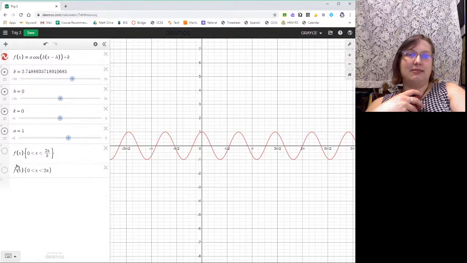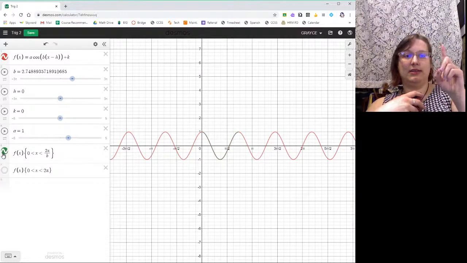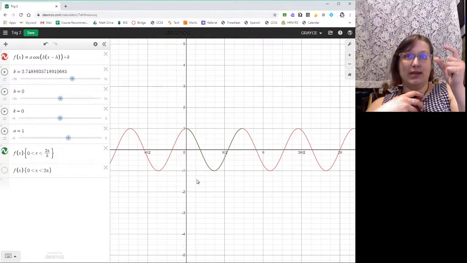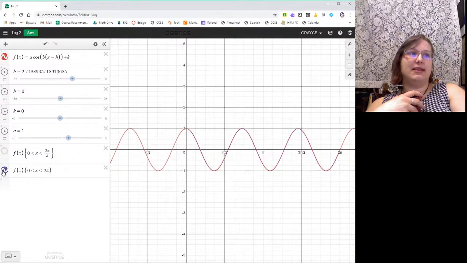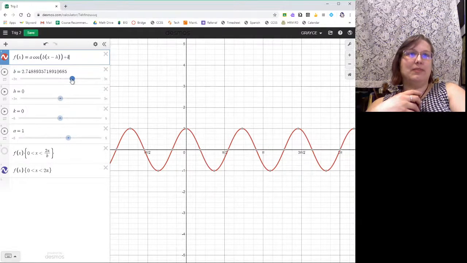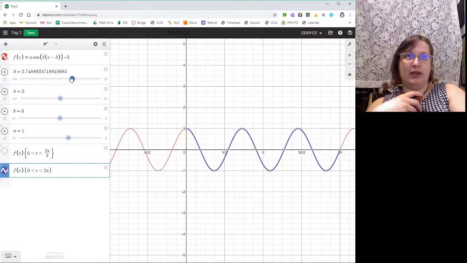And then down here what I have is this highlights 1 period. Okay, that's 1 cycle. And then this highlights how many periods are between here and 2 pi. So this one has 1, 2, and like 0.75. Technically it's 2.74 because that's the number that's up here. I don't want that. So let's watch what happens when I change B.